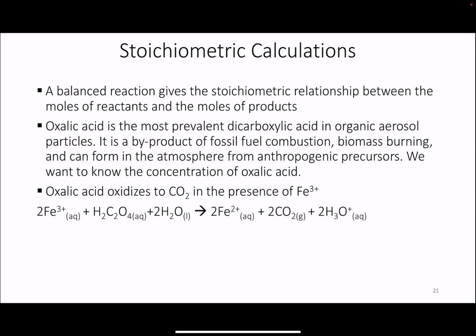The other type of calculation you might do, not in this module but later in the marine biogeochemistry module, are stoichiometric calculations, where you have a balanced stoichiometric reaction with moles of reactants and moles of products, like we have here below.